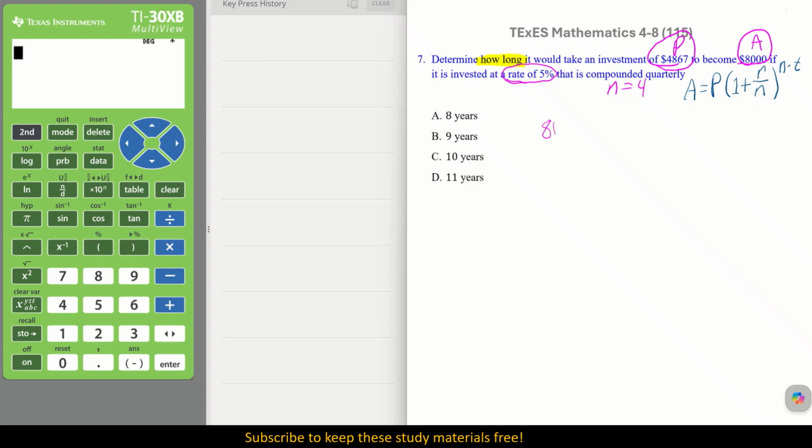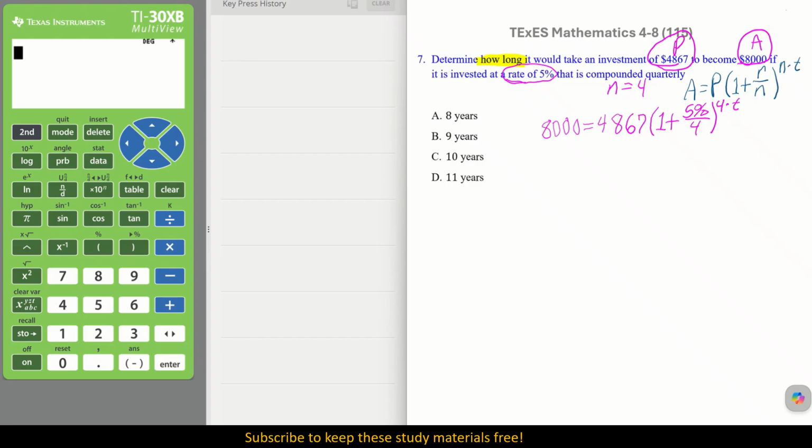I have 8,000 equals 4,867. Oh, my handwriting is interesting. Okay, 6, 7. Then we have 1 plus, set up my fraction, 5% over the 4, and then that's an exponent of 4 times whatever t is, okay?